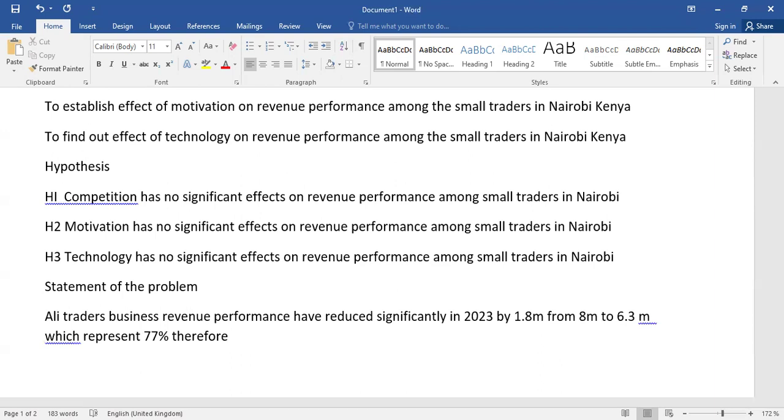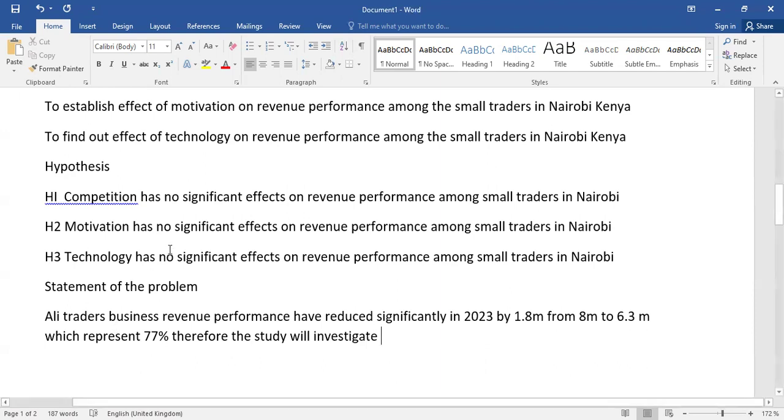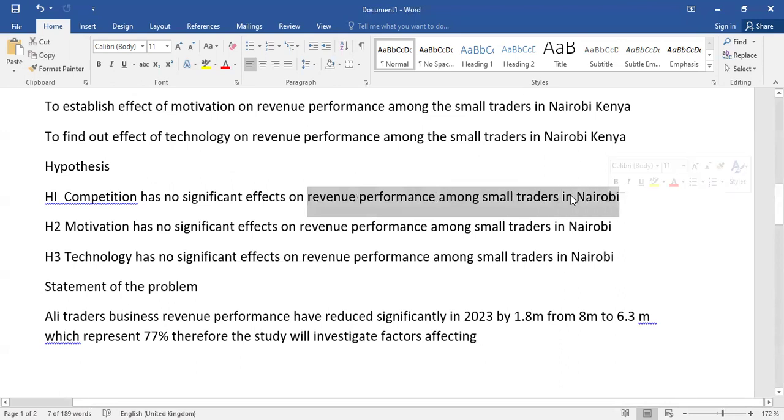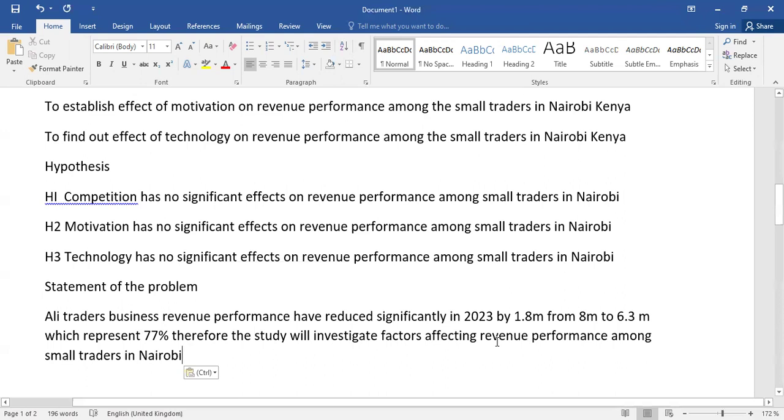Now, therefore, the study will investigate, you can say now, the factors affecting revenue performance. Factors affecting revenue performance among the small traders in Nairobi.